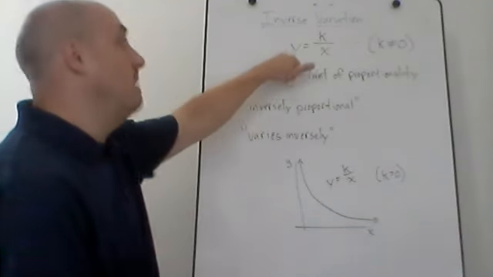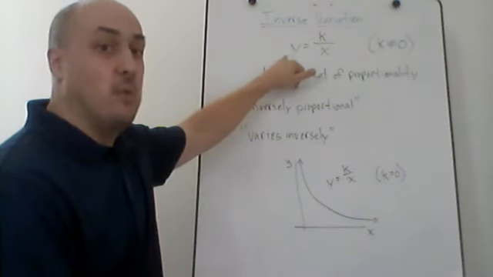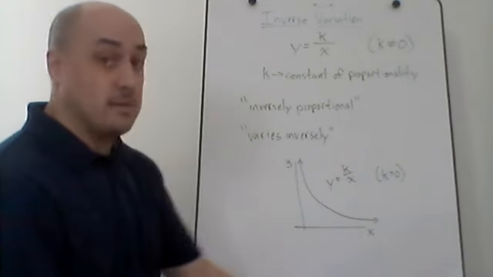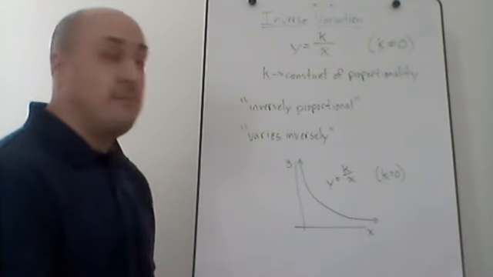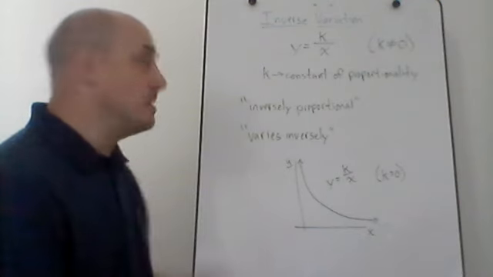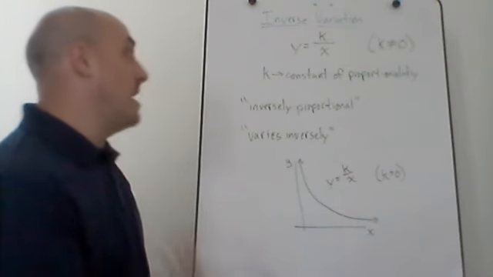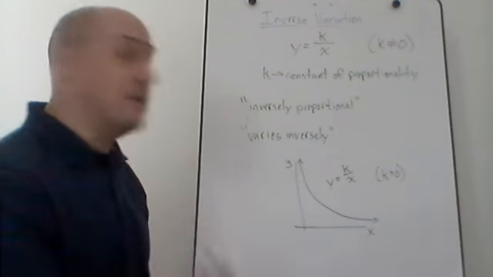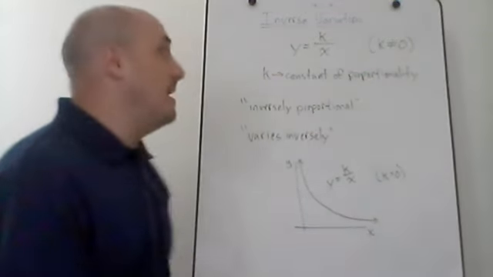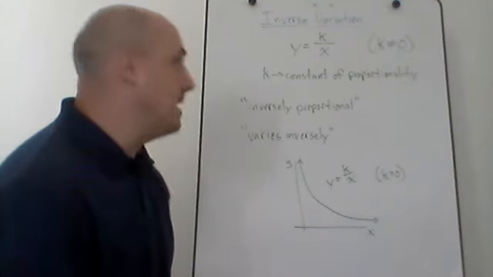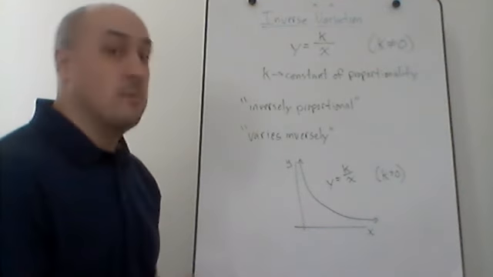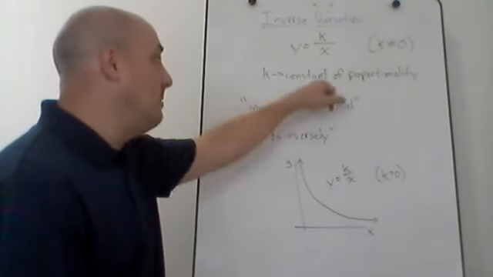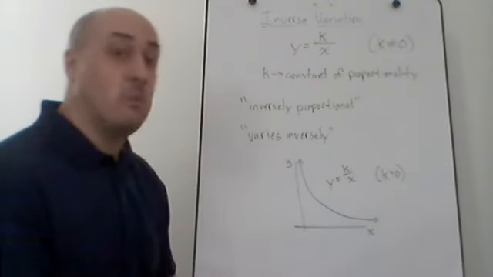So inverse variation is represented by this formula, y equals k divided by x. Remember, direct variation is y equals k times x. Now we have y equals k divided by x for inverse variation. And here, k cannot equal 0. k can be any other real number besides 0, and k once again is what we call the constant of proportionality.